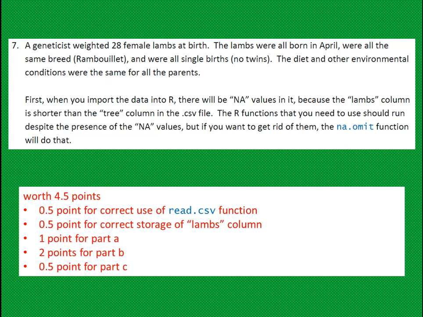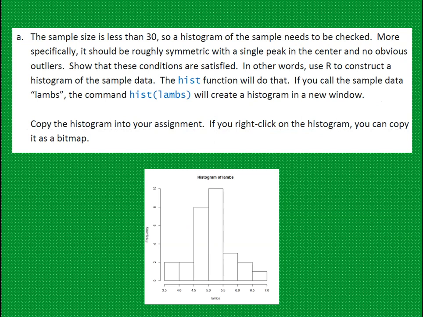1 point for part A, which is the histogram, 2 points for part B, which is the t.test part, and then half a point for part C, which is the decision. The histogram we went over in class with what happens. The function that you want is hist, H-I-S-T for histogram, and if you call your sample data lambs, it would be hist of lambs. And then a histogram will pop up in a window on the right side of the screen, and if you right-click on the histogram, one of the options is to copy it as a bitmap, which is a kind of picture, and then you can just copy it directly into a Word document. That's probably the easiest thing to do.